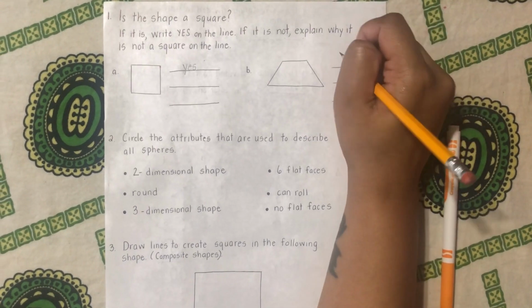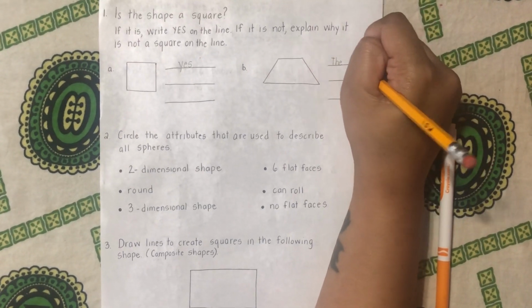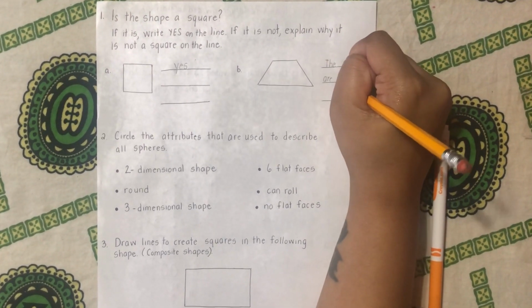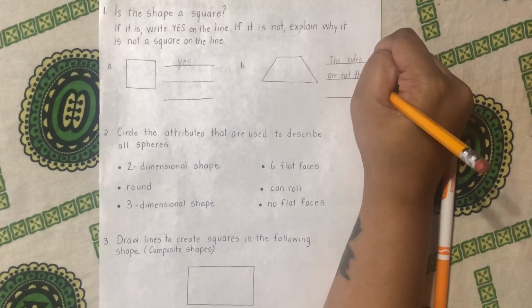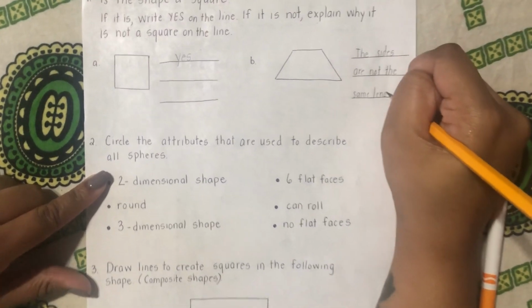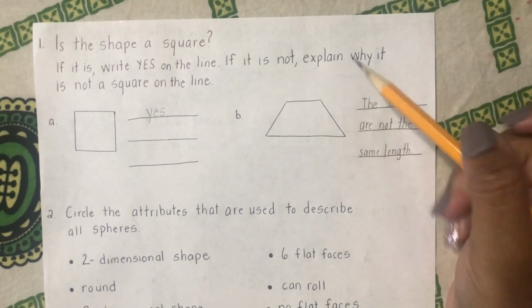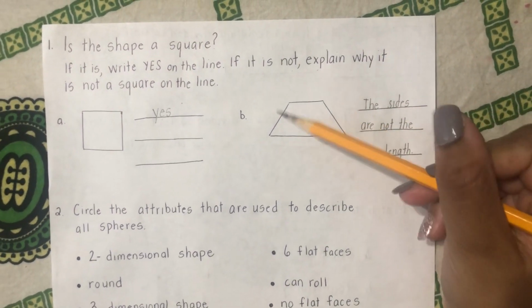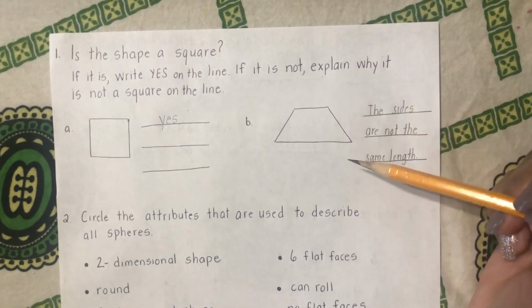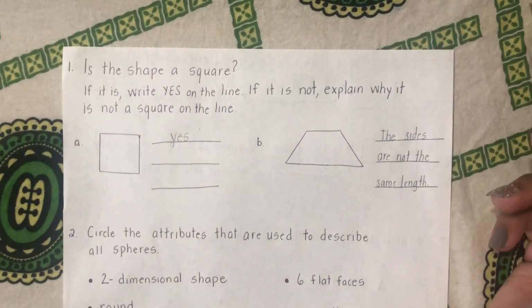So this is not a square because the sides are not the same length. And that's really the only reason I know it's not a square, right? Because I can't say that this shape doesn't have 4 sides like a square does. This shape also has 4 sides. 1, 2, 3, 4. The thing that makes this a trapezoid is that the sides are not the same length. Okay?